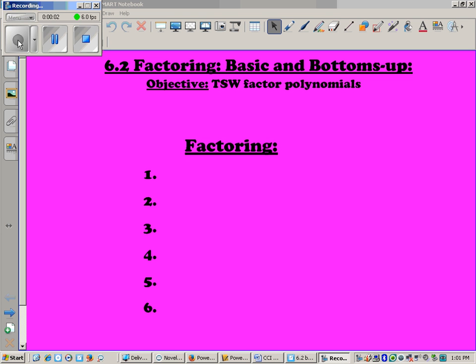Okay guys, today we'll be doing 6.2. We're going to continue factoring, and today we're going to talk about basic factoring and bottoms up. But before we get into factoring, let's walk through one more time what the steps of factoring are.